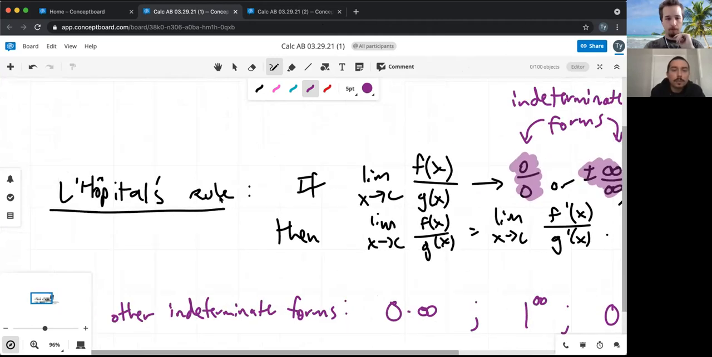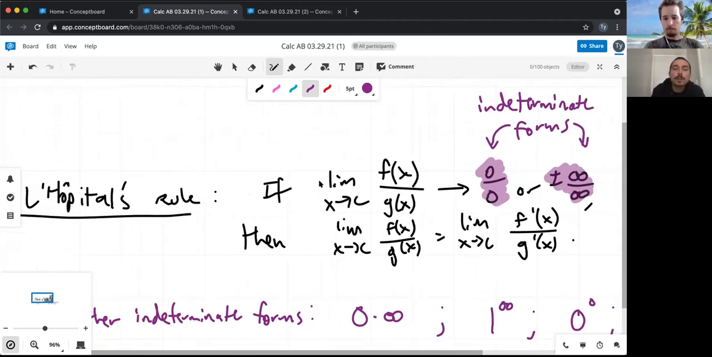Yes, so L'Hopital's rule, as a reminder, is if the limit as x approaches c of f of x over g of x goes to 0 over 0 or plus or minus infinity over infinity, then the limit as x approaches c of f of x over g of x is equal to the limit as x approaches c of the derivative of f divided by the derivative of g. Okay, and yeah, we just got started.